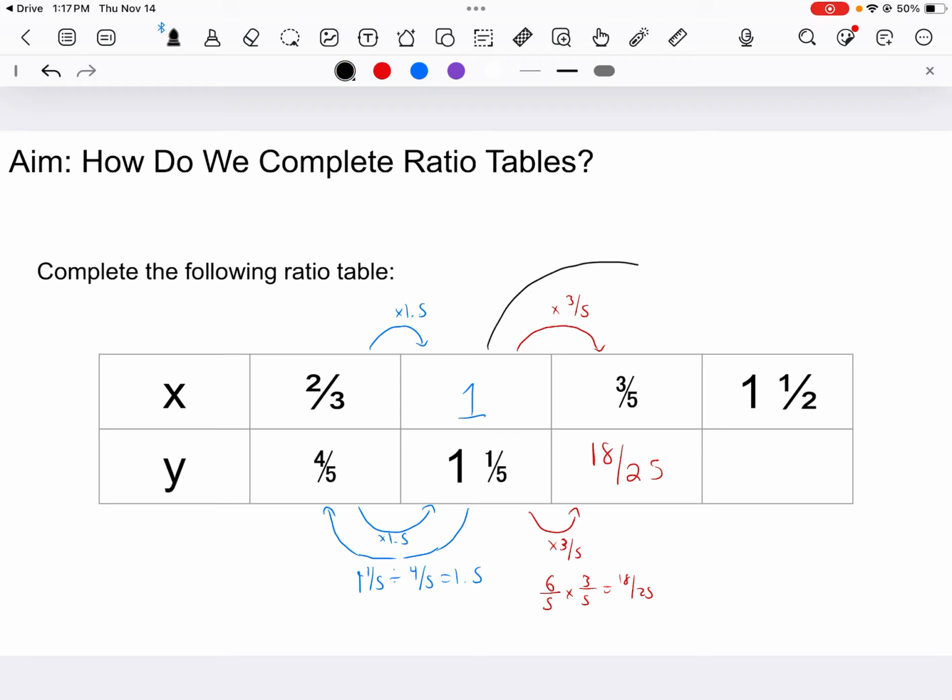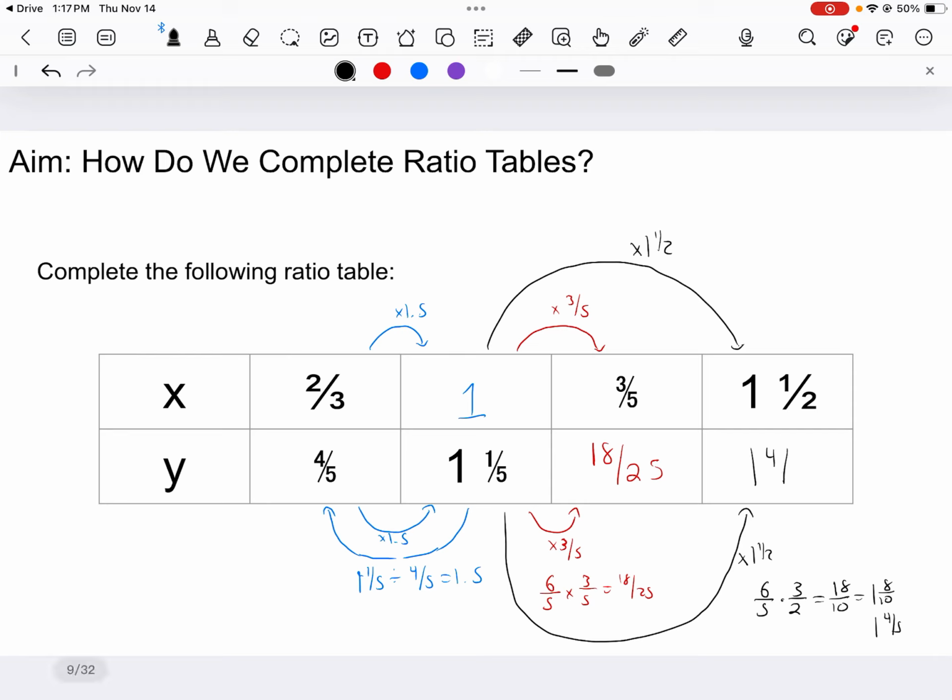And then the last one I'm going to do, here I know I'm multiplying by 1 1/2. So I'm going to do the same thing here as well. Multiply by 1 1/2. So this gives me 6/5 times 3/2. And that gives me 18/10, which is 1 8/10, or 1 4/5.